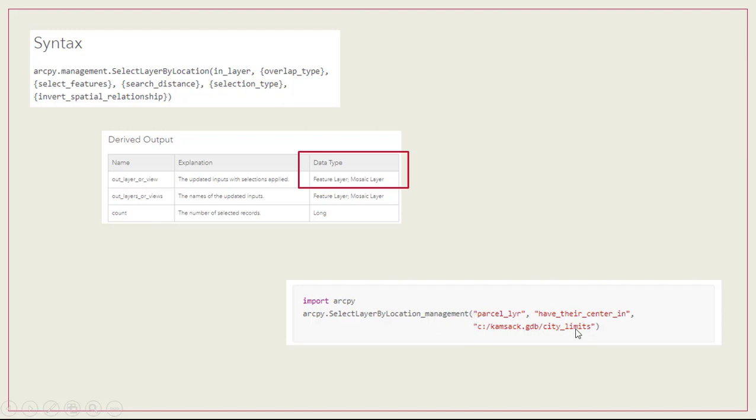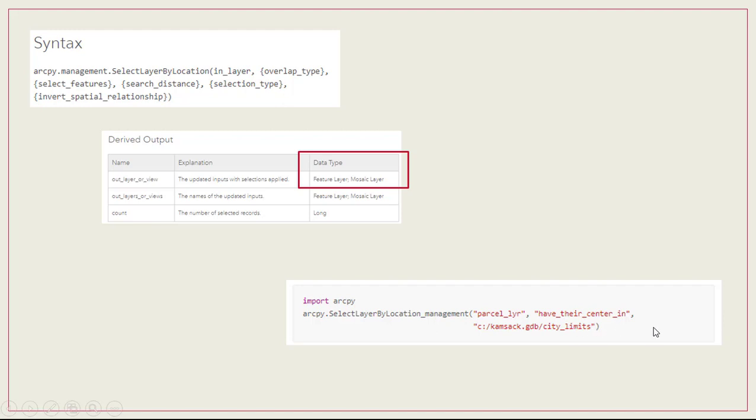So here's where we get to see that the select features can also be an actual GIS data set, while the in layer must be an actual layer. So we are going to select from our layer called parcels layer those that have their center in the city limits. So that's taking advantage of that overlap type and the select features.